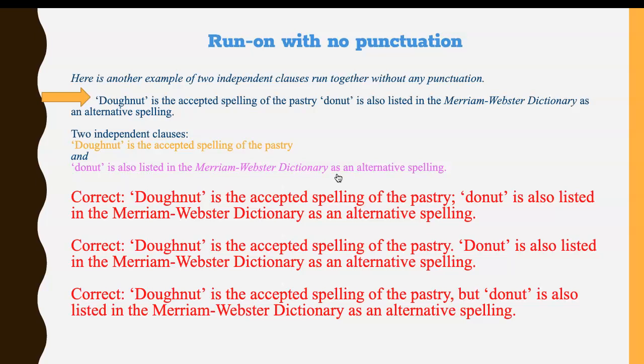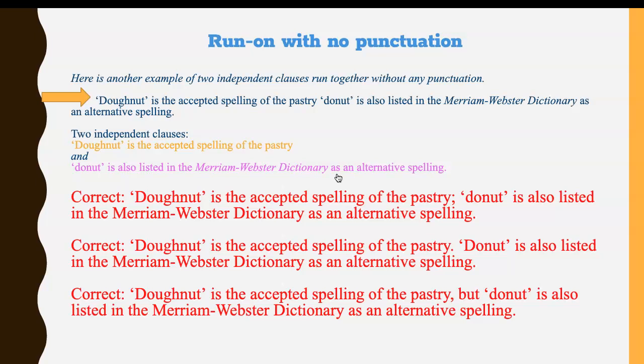Okay, let's look at a different sentence. Donut is the accepted spelling of the pastry. Donut is listed in the Merriam-Webster Dictionary as an alternative spelling. And yes, in case you did not know that, there are two ways to spell donuts that are widely accepted. Isn't that weird? The English language is so weird sometimes. So, what are the two independent clauses? Donut is the accepted spelling of the pastry, and donut is also listed in the Merriam-Webster Dictionary as an alternative spelling. So there's three ways we can fix this.